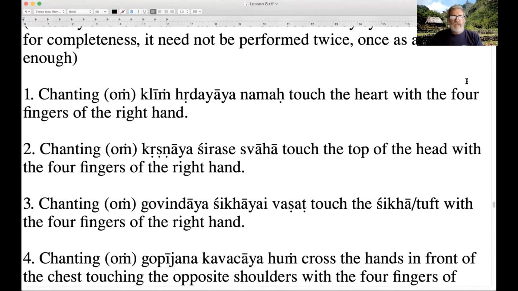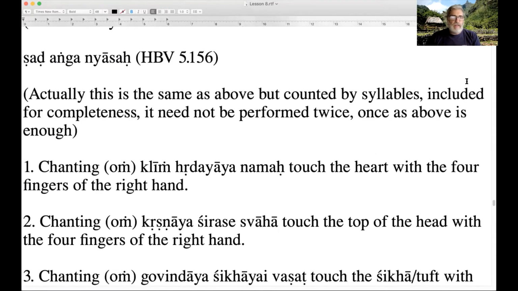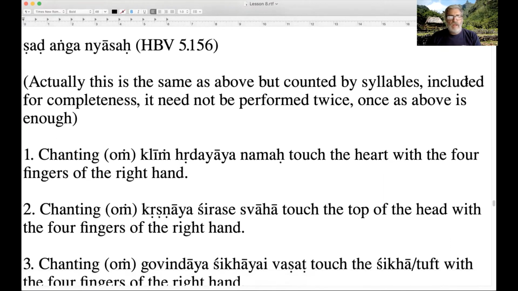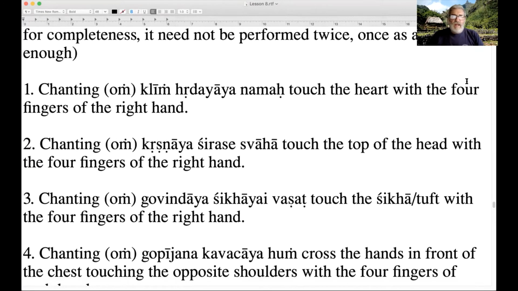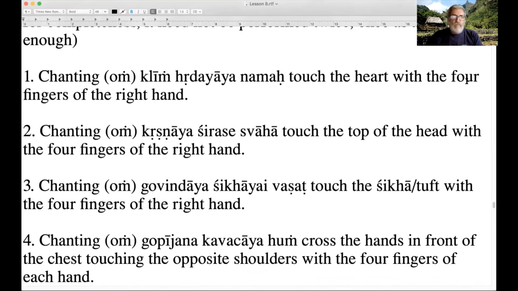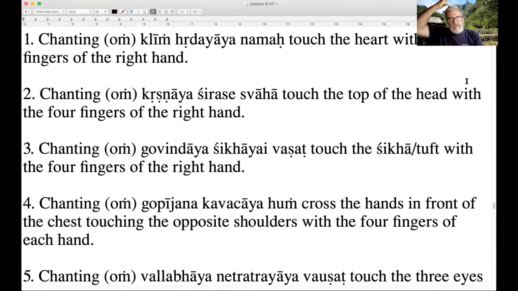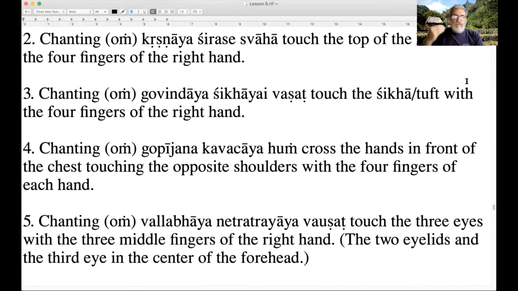Okay, so here we go. Chanting. This is according to Sammohan Tantra, and it comes from Hari Bhakti Vilasa, again, 5.156. So, Om Klim Hridayaya Namaha, touch the heart with the four fingers of the right hand. Om Krishnaya Shirase Swaha, touch the top of the head with the four fingers of the right hand. Om Govindaya Shikhayai Vashat, touch the Shikha with the four fingers of the right hand.